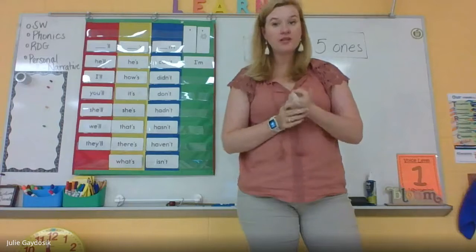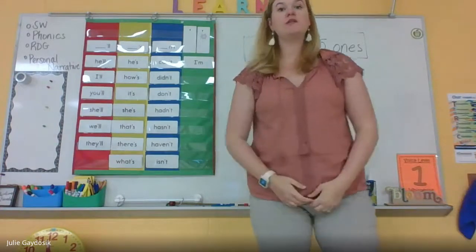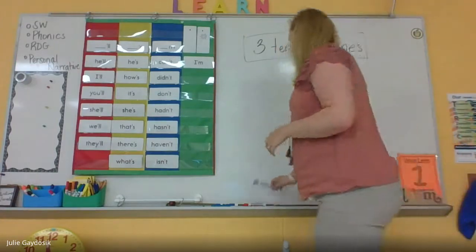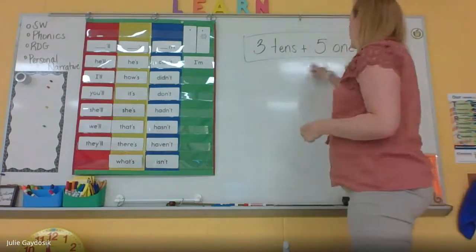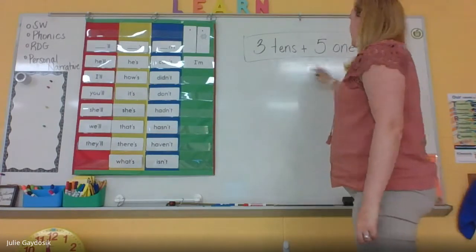We are still reviewing this week, so we are going to be talking about place value and some tens and ones. So if I showed you numbers like this, you have 3 tens and 5 ones. What I'd want you to do is show me the value of these two pieces. So 3 tens, 5 ones.